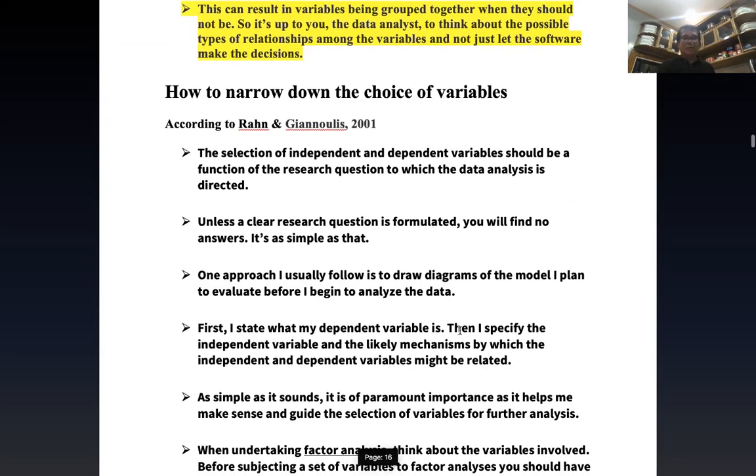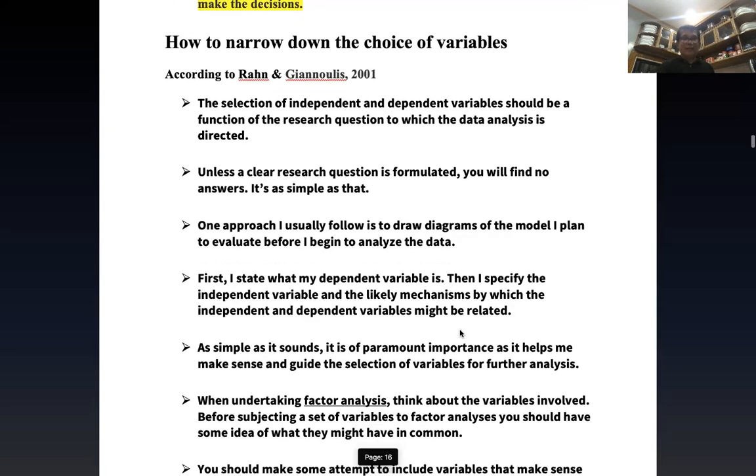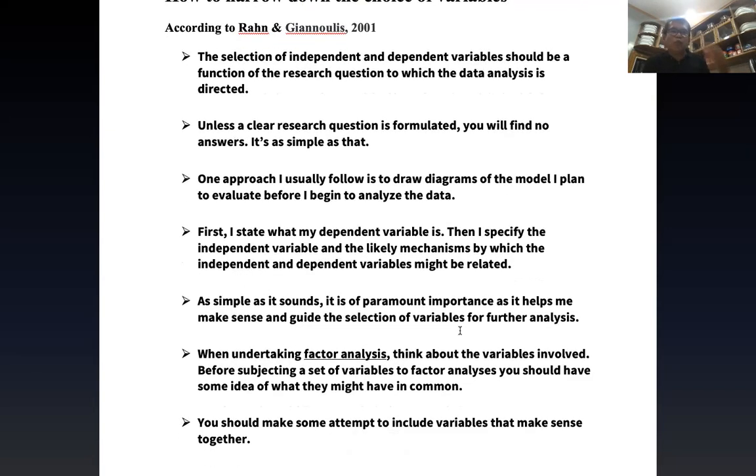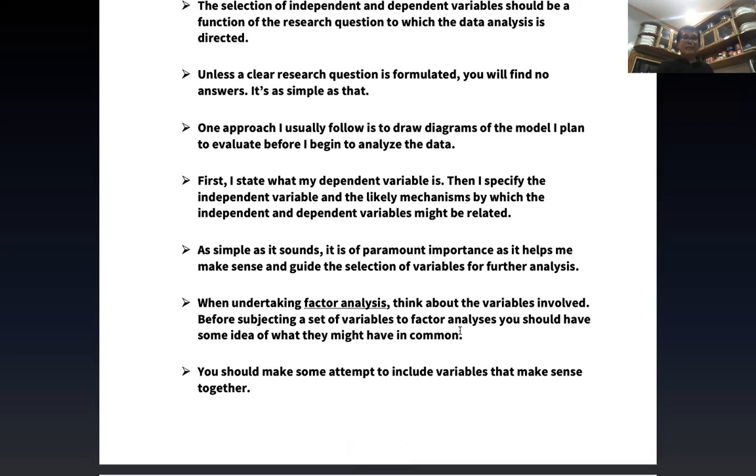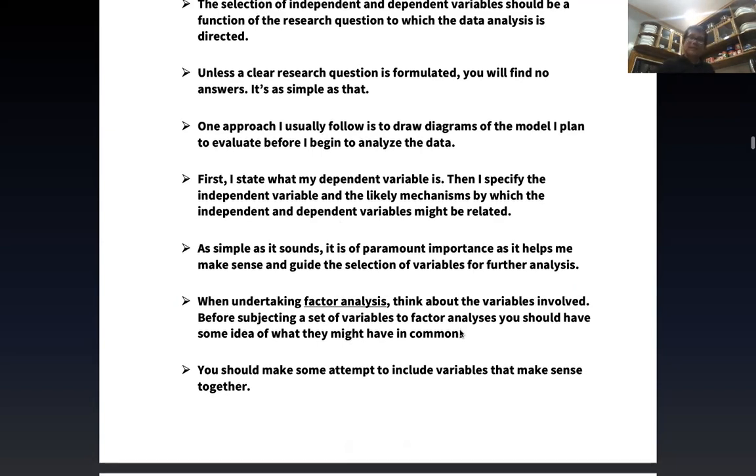One approach I usually follow is to draw diagrams of the model I plan to evaluate before I begin to analyze the data. First, I state what my independent variable is. Then I specify the dependent variable and the likely mechanisms by which the independent and dependent variables might be related to each other. As simple as it sounds, it is of paramount importance as it helps me make sense of and guide the selection of variables for further analysis.